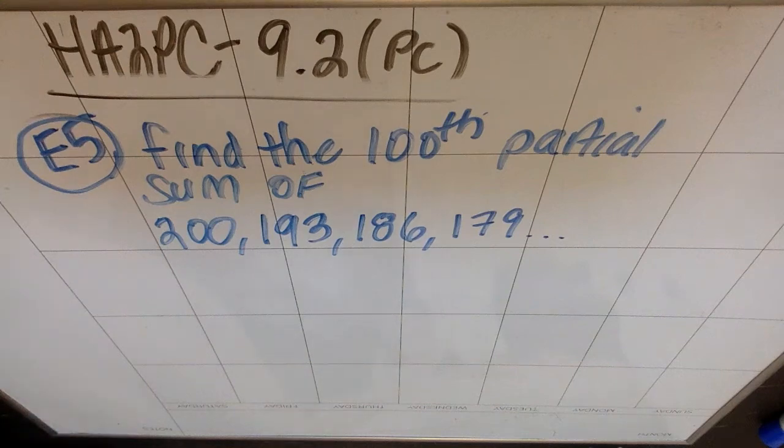At Honors Algebra 2 Pre-Calc, doing section 9.2 in Pre-Calculus, which is arithmetic sequences and partial sums. So in E5, we're given an arithmetic sequence 200, 193, 186, 179, and we're asked to find the 100th partial sum, meaning the sum of the first 100 terms of this infinite arithmetic sequence, which is a lot of terms. Just going to point that out.